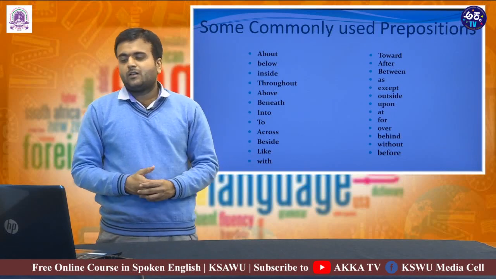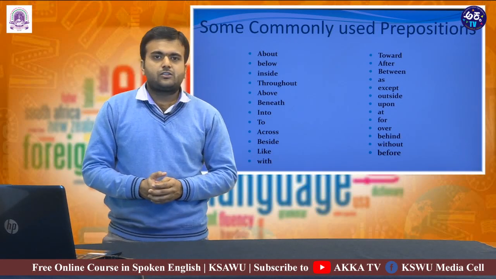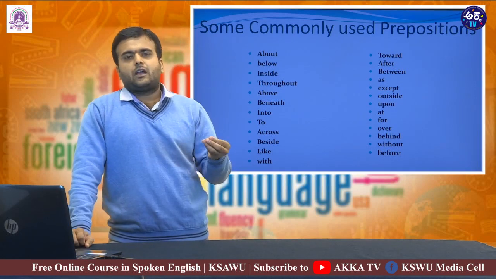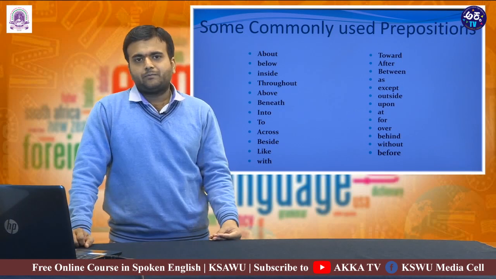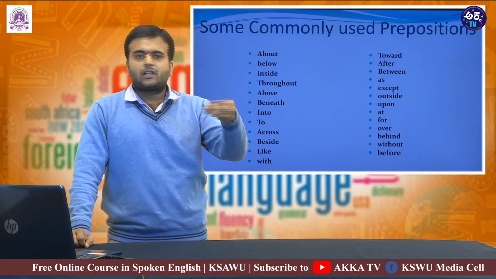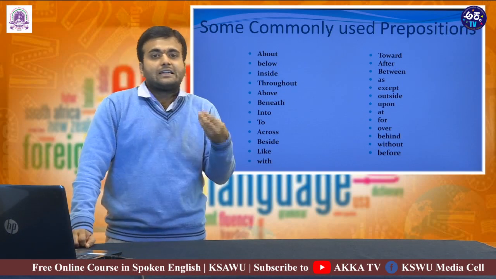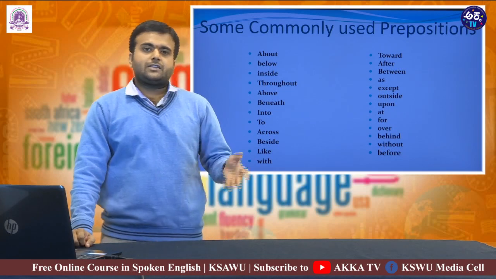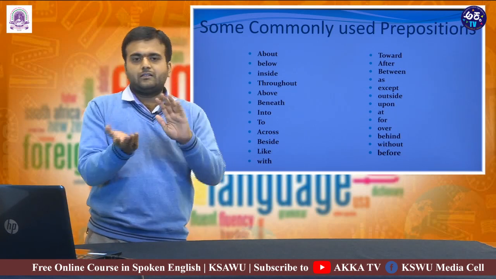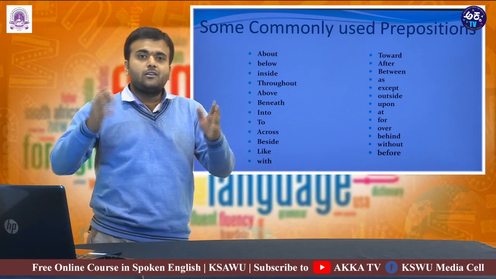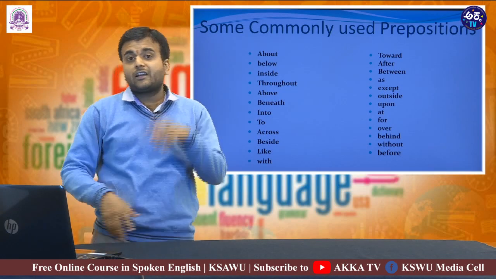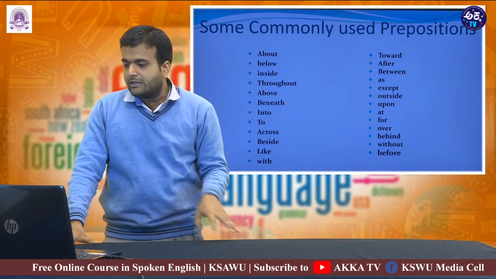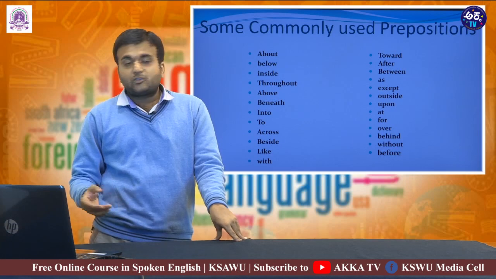Then for, for is also used in different situations. For means for the sake of. I did a good work for my friend. For 2 hours it rained, or you can change the order in the sentence, it rained for 2 hours. So in the sense of duration too, we use the preposition for.